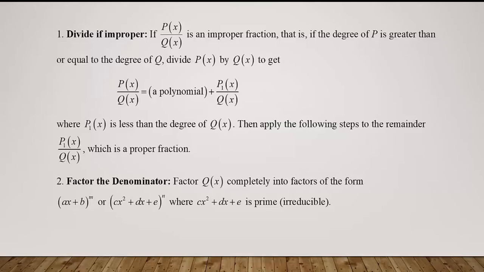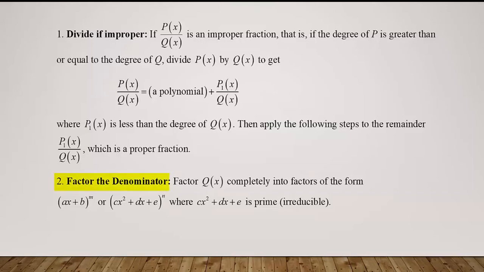When you do that polynomial division, you'll get a polynomial plus, like I'm calling it, p sub 1 of x over q of x. But that p sub 1 of x is going to have a degree that's less than q of x. Then apply the following steps to the remainder, p sub 1 of x over q of x, which is a proper fraction. So most of the time, folks, not all, but most, we're going to start off with something that's already a proper fraction, and we don't have to worry about polynomial long division. So most of the time, we'll be starting off here in what I call step 2, factor the denominator.